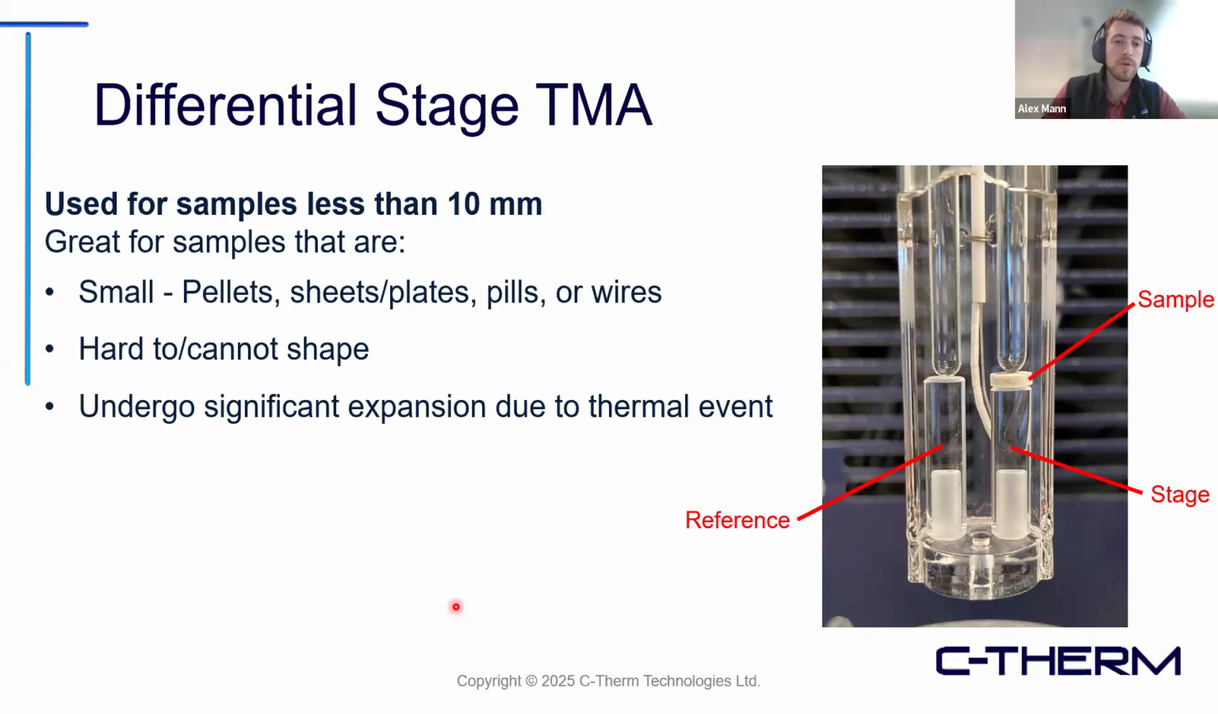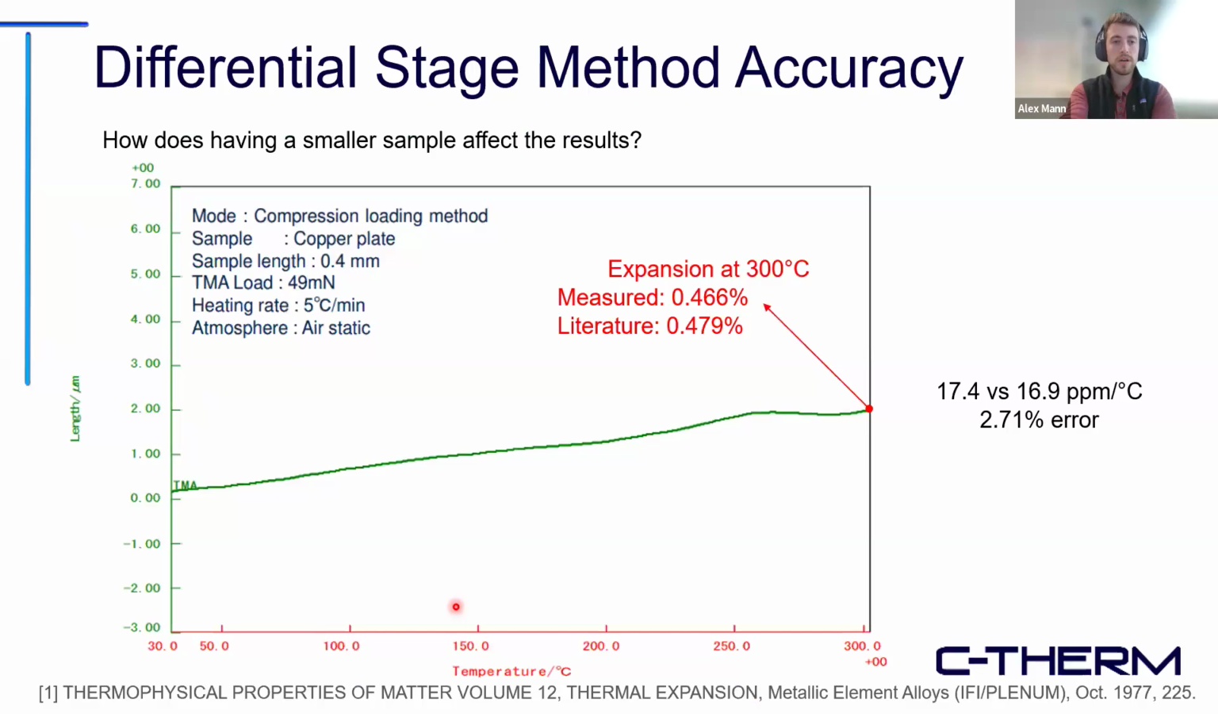So, I always said that a bigger sample gives increased resolution, it's better. So how does having a smaller sample affect the result with this differential stage method? Here, this was done using a copper plate, around 0.4 millimeters thick. And at around 300, we measured a 2.71% error, which is pretty good considering its unideal situation.